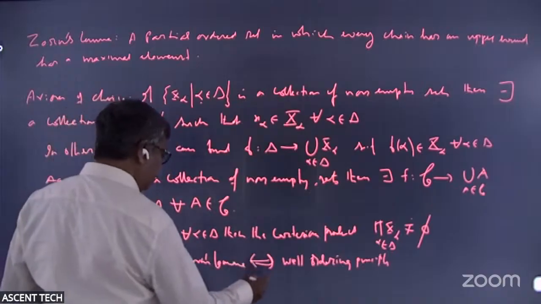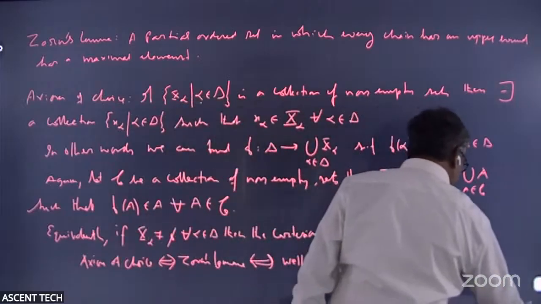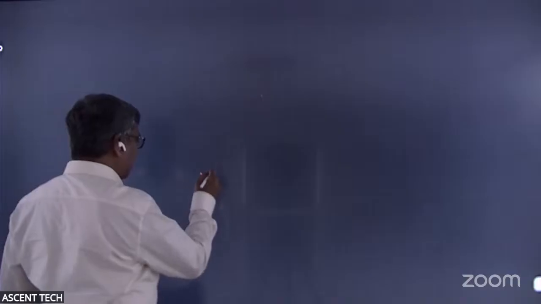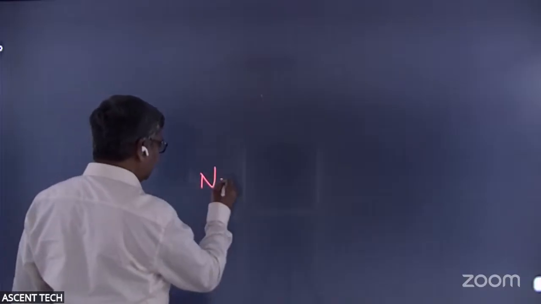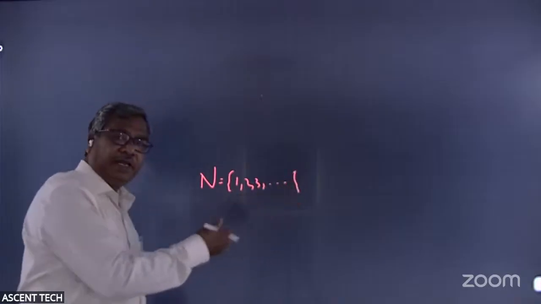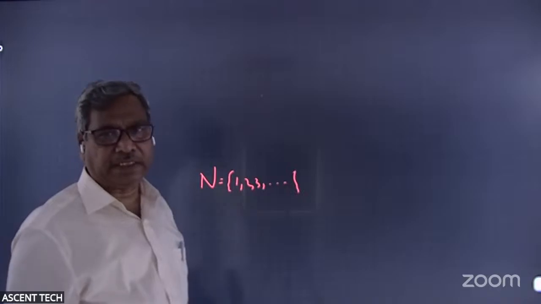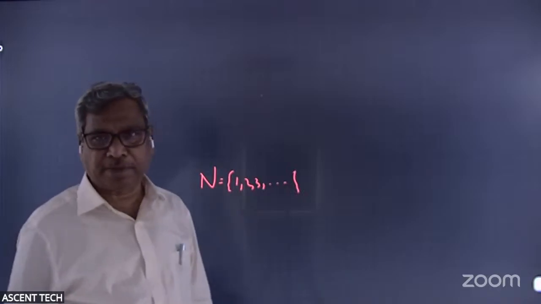Okay. So let's talk about what I mean by well ordering principle. If you take the set of all natural numbers, the set consisting of 1, 2, 3, etc., every subset has the smallest element in it. The whole of N has the smallest element. One is the smallest element.